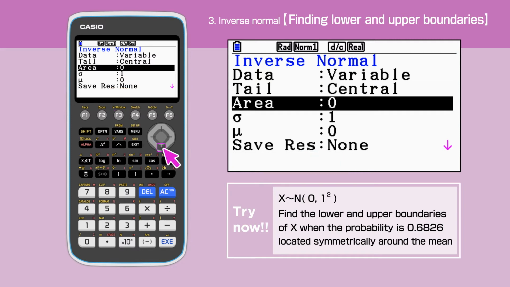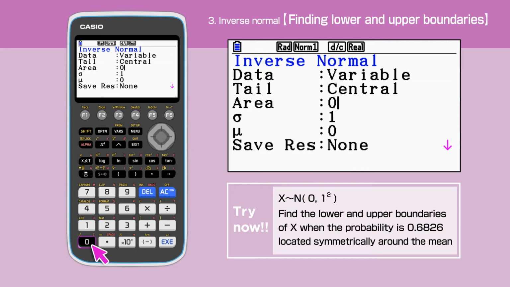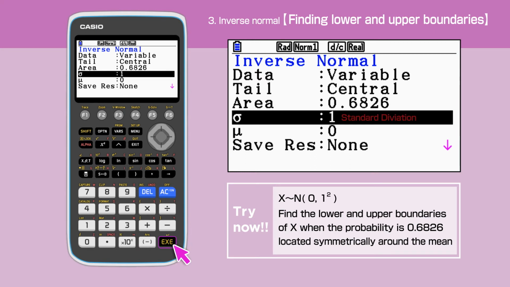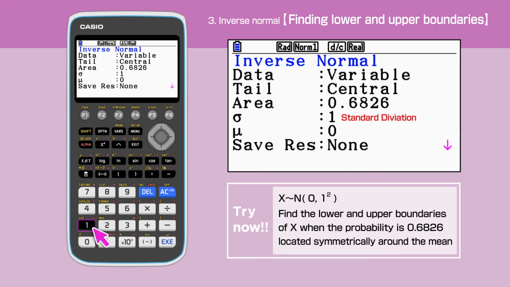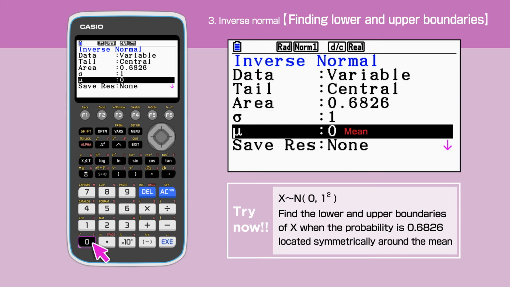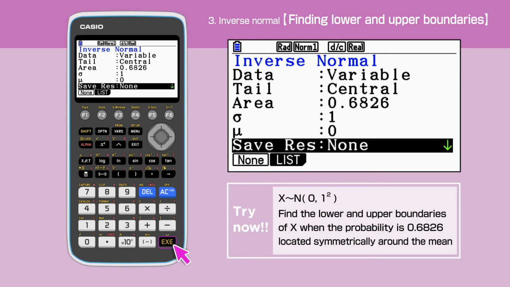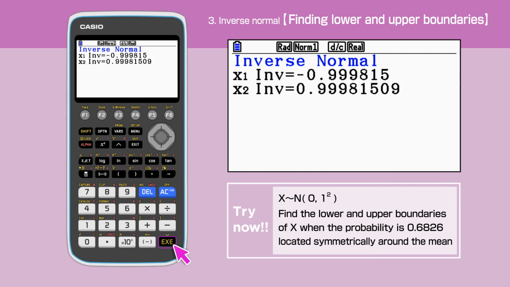The area is a probability, so enter 0.6826. Sigma is 1 and mu is 0. Press execute to work out the value. The lower value of x is -1 and upper is 1.